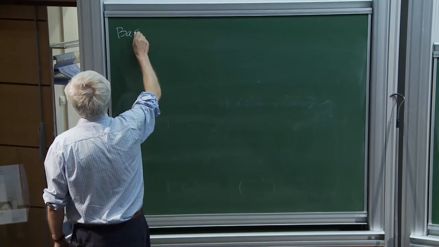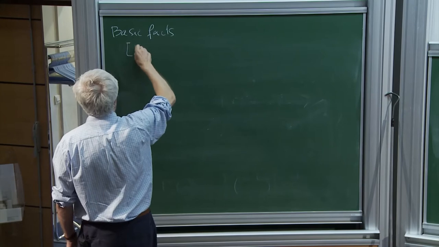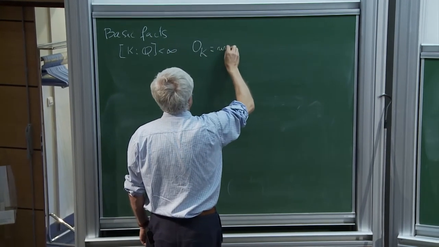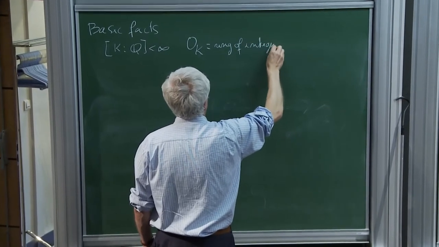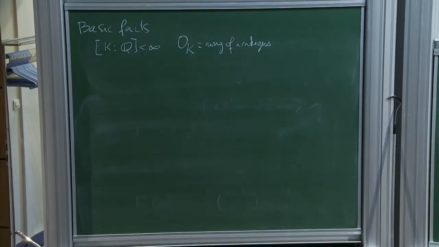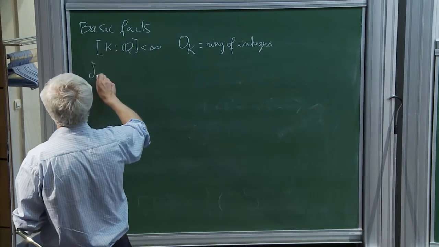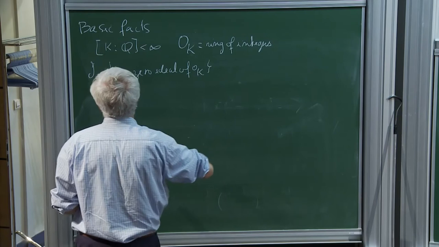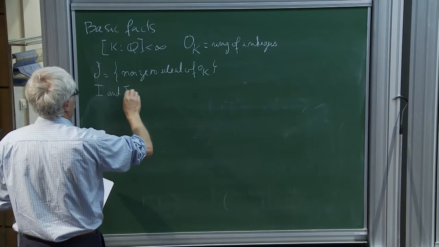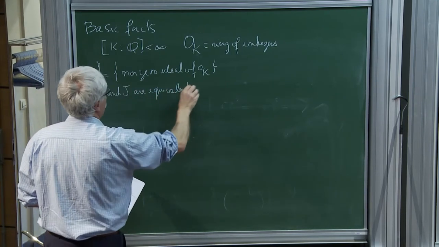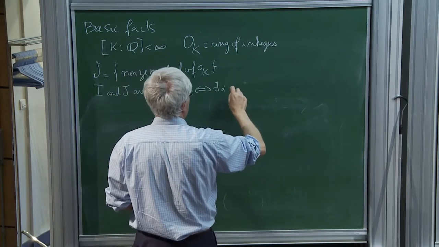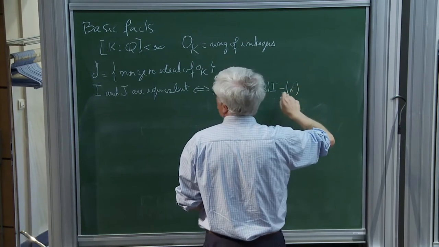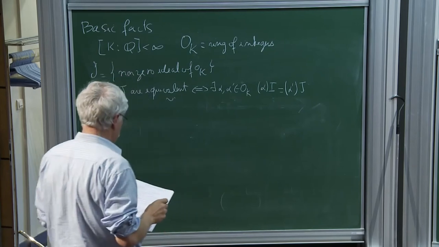So some basic facts. I start from a finite extension K of Q. This is the ring of integers O_K. And we consider ideals. I consider I to be the set of non-zero ideals of O_K. And then you say that I and J are equivalent if and only if there exist alpha and alpha prime belonging to O_K such that, when you multiply, you have this equality. So it's an equivalence relation.